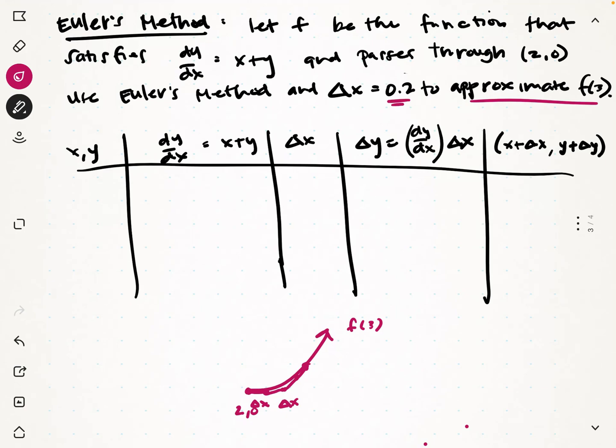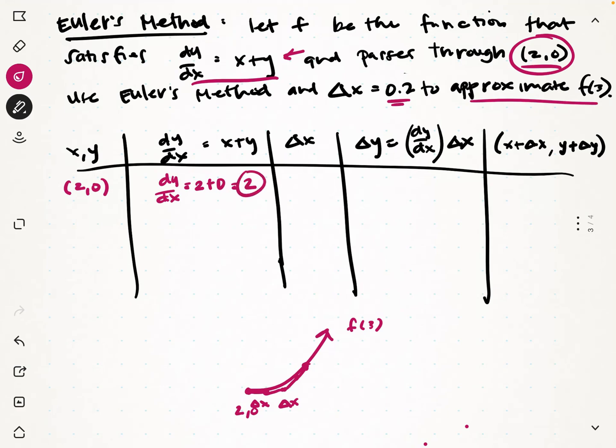Okay, so we do need a starting point, that's (2, 0). We do need our function, that's x plus y. And then we're just going to go ahead and use Euler's method. So what we're going to put in here is x, y, the starting point, 2, 0, which we got from our top. Then we have to know what our dy/dx is. That's our function, and we plug in our x and our y here. So dy/dx, and you don't have to write the dy/dx every time, equals 2 plus 0, which is 2.